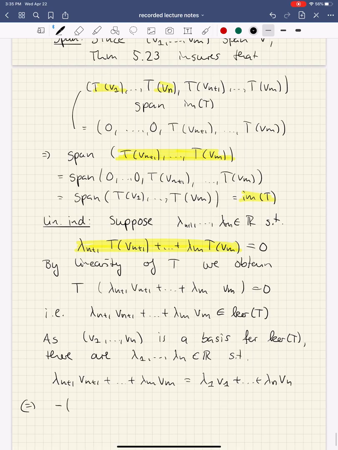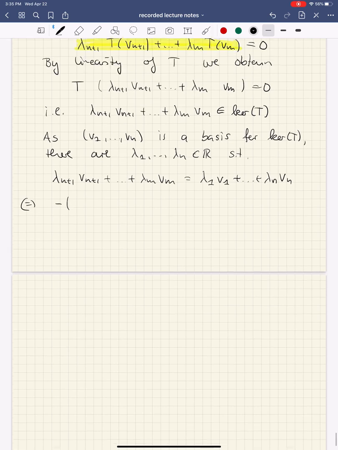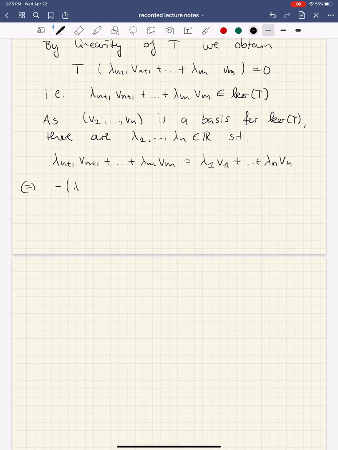Now we're almost done, which is equivalent to, and let's put everything on one side. So we get minus lambda 1 v1, and so on. Here you can see that I'm already getting a little faster with using these axioms. I'm not even going to say what they are, but I think we can all agree that this is true. So we have this linear combination being equal to 0.